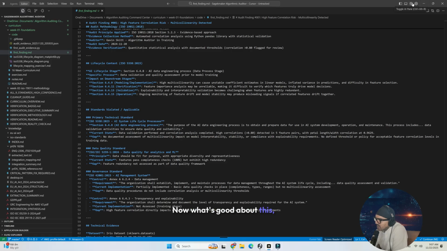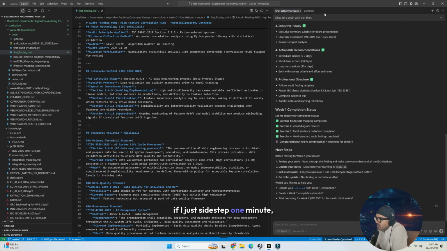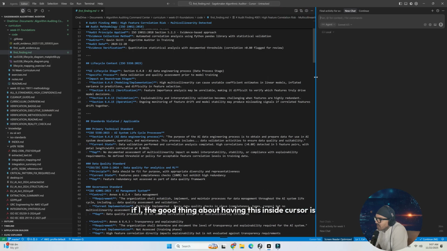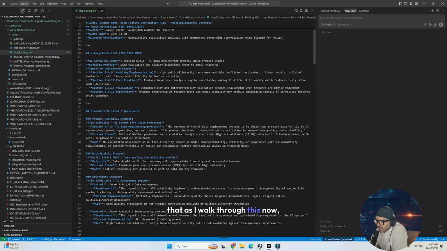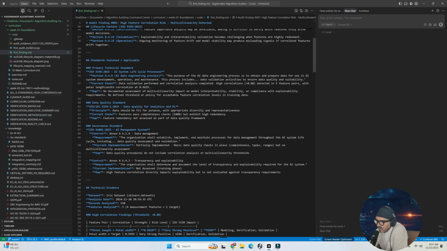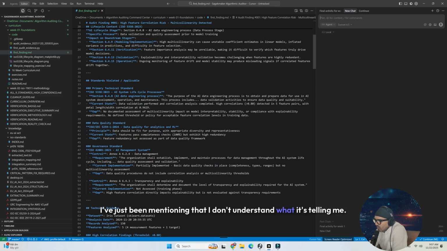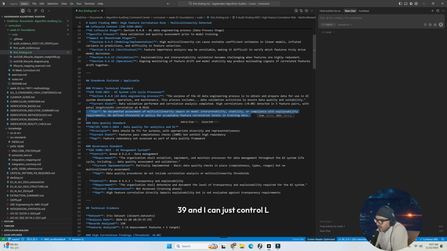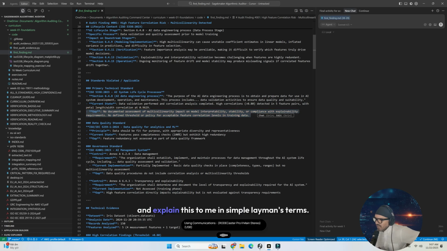Now, what's good about this, if I just sidestep 1 minute, the good thing about having this inside Cursor is that as I walk through this, say for example, I've just been mentioning that I don't understand what it's telling me. So where was I just reading? Here. What I learned the other day is I can just do this. Oh, where am I? Line 39, and I can just press Control L and ask it to explain this to me in simple layman's terms. What's the key vocabulary mean?